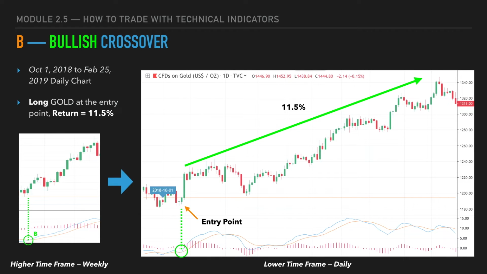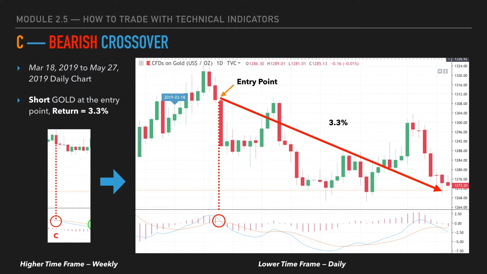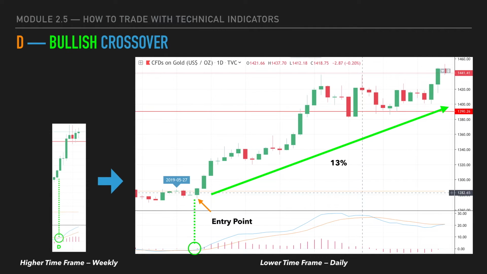next bearish crossover happens. The bearish crossover C is similar to the bearish crossover A. The difference is that crossover C creates a much shorter downtrend before the next bullish crossover occurs. The return is much smaller at 3.3%. At the bullish crossover D, the market turns back to a strong uptrend. This chart ends on July 15, 2019.